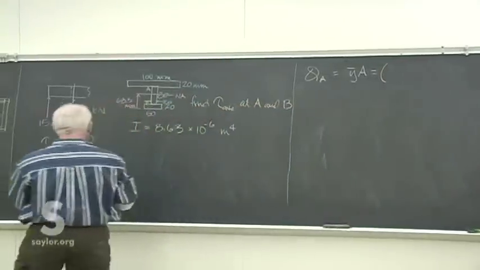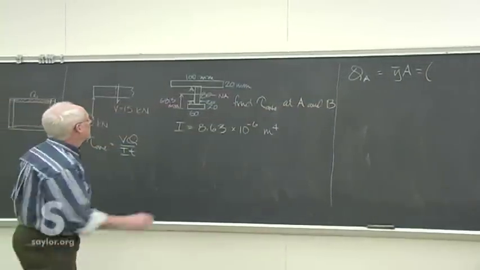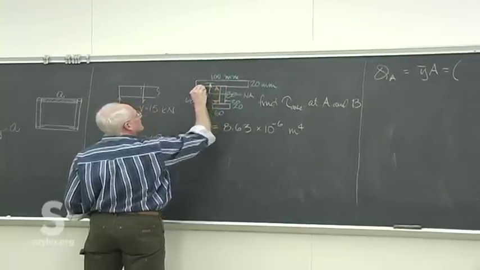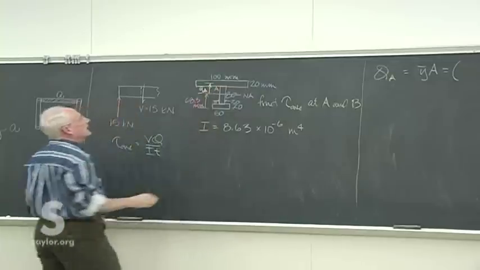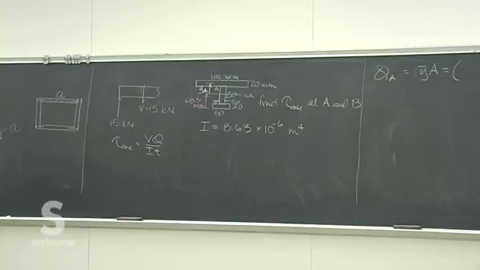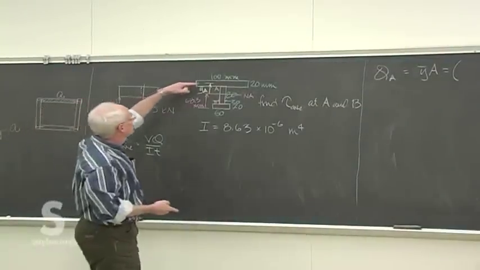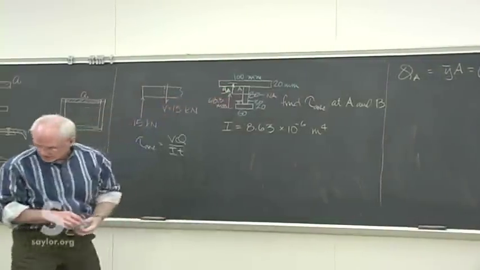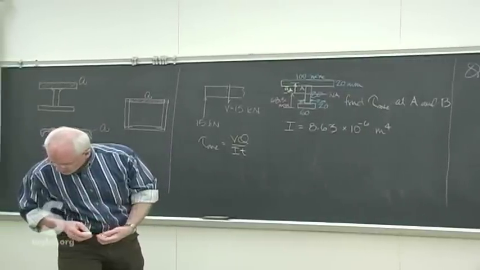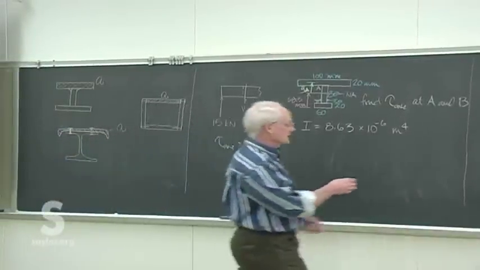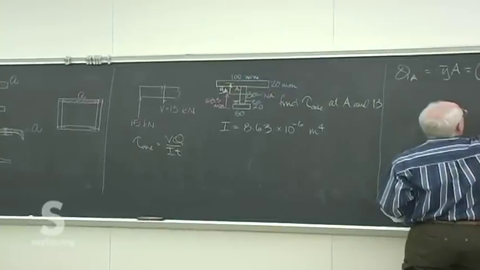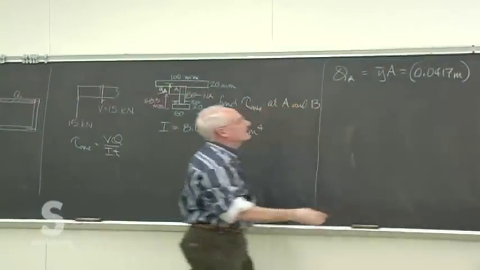Y bar for A is from the neutral axis up to this midpoint there. Y bar A, which is the full 120 minus 68.3 minus 10 as we come down to it, is 41.7. Does that sound right?